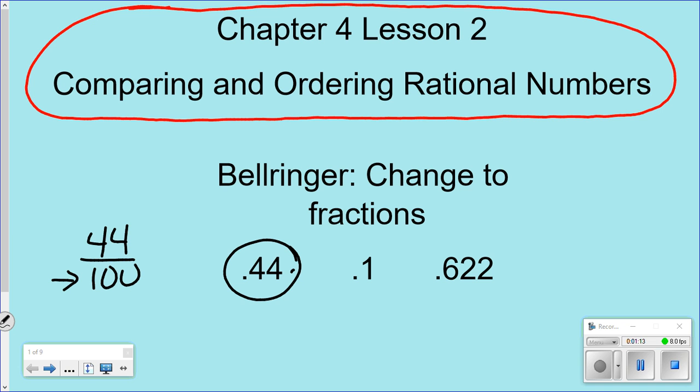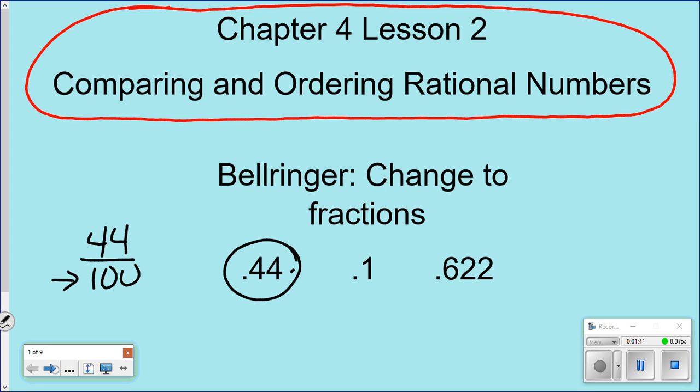So if I look at 0.1, what number am I going to put underneath that? Tens. Yep. What about this one? Thousand. So it'd be 622 over 1,000, and you can reduce. Okay? You're going to have to remember this because it's part of your assignment today. That's the thing about math, believe it or not: if you learn it one day, they expect you to know it for the next day. It builds on top of each other, so you have to remember what we did in the past.